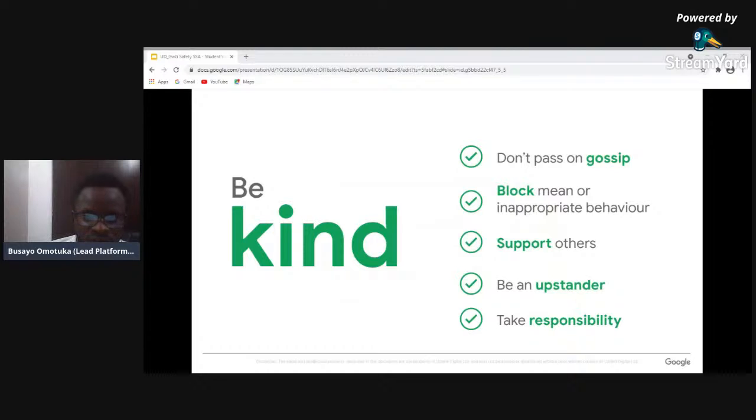In order for us to be kind online, we should encourage the students not to pass on gossip. This is very important. We should encourage them to block inappropriate behaviors and to always support people on the internet. They should be an upstander. They should try to defend people that are suffering from depression and all that. And most importantly, they should take responsibility for their actions on the internet.